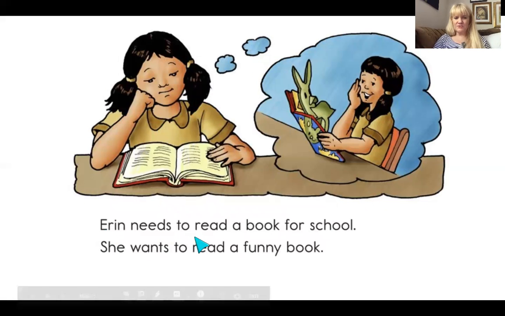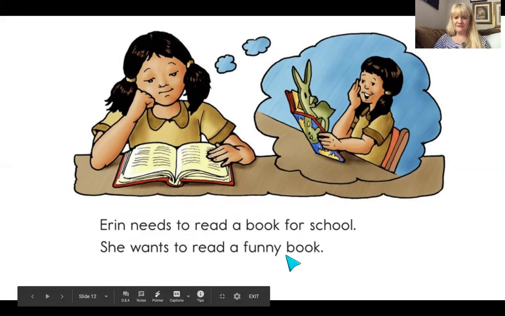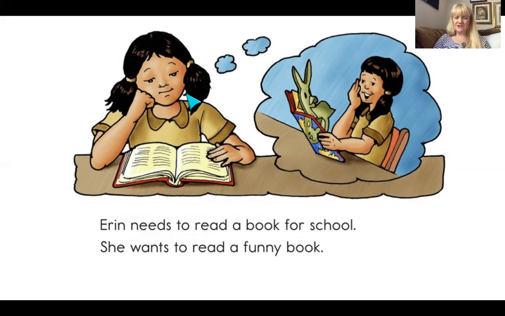Erin needs to read a book for school. She wants to read a funny book. So here she is reading a book. It's her homework. She's reading the book. She looks a little bored. And in her brain, she's thinking, oh, I wish I were reading a funny pop-up book. And she's thinking about how much happier she would be if she were reading this funny book.